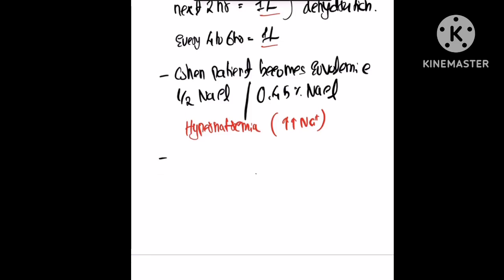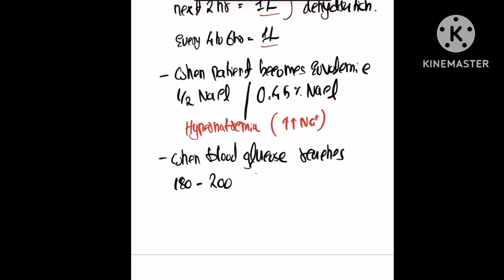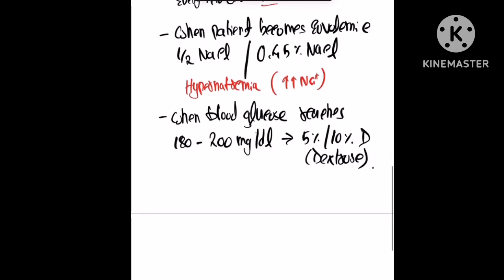Fine. Now, next, another part of the fluid resuscitation therapy is when blood glucose reaches somewhere between 180 to 200 milligrams per dL. When blood glucose reaches this level, you start 5% or 10% dextrose. Why? Because the patient can have hypoglycemic episodes when the patient is on insulin infusion.